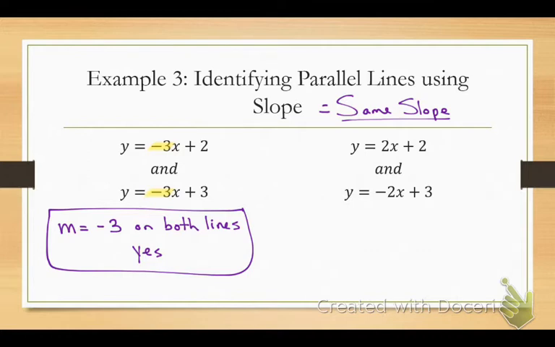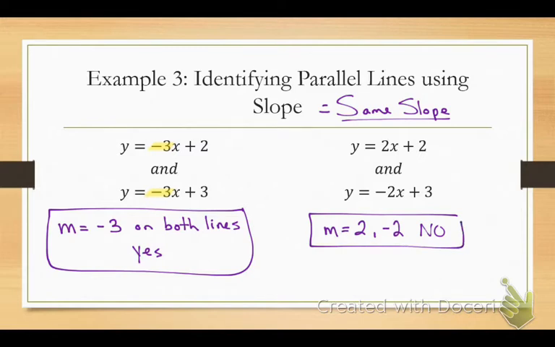Okay, so on the second one, tell me my slope value. Someone raise your hand. Deasia. M equals 2 and negative 2. Are those the exact same value? So you would say no. That's all you have to say. Okay, so when it's no, you just tell me.